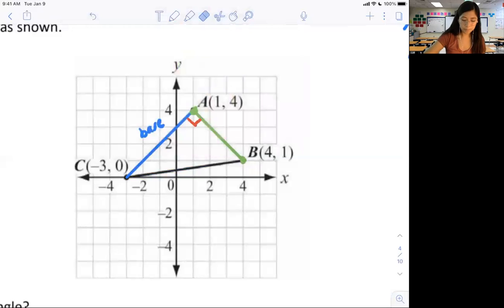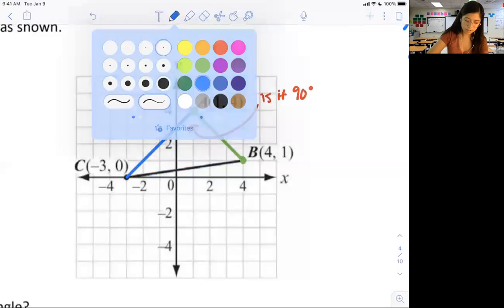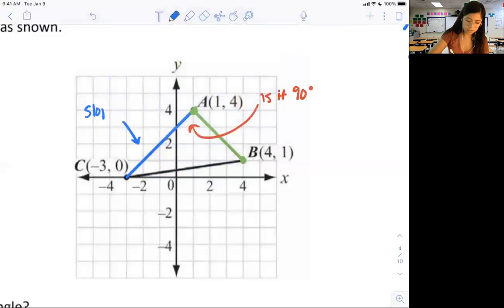It looks like a 90-degree angle, but how do we know it's a 90-degree angle? We have to check right away. So how do I check that? Who can remind me? We can use a protractor. No protractor, using algebra. What can I do? We can find the slopes of each side and see if they're perpendicular. Yeah, we can find the slope of CA, find the slope of AB, and see if they're perpendicular.